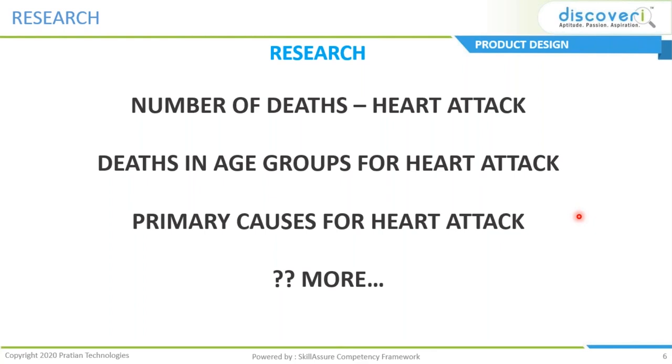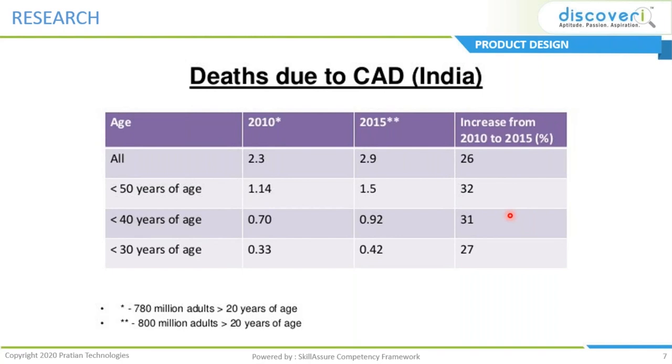So I can show you one example of the research document. So this is one analysis of the research, the deaths which are happening due to cardiovascular diseases in India in the different age groups. So you can see here, less than 50 years of age, the increase is 32%. Less than 40 years, there is an increase of 31%, and less than 30 years, there is an increase of 27%.